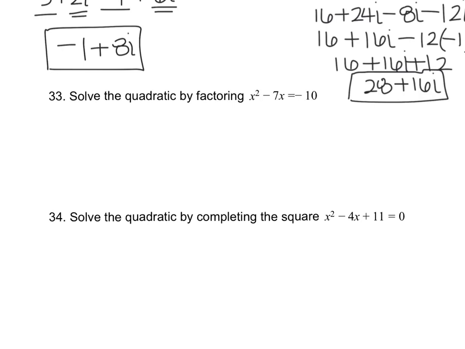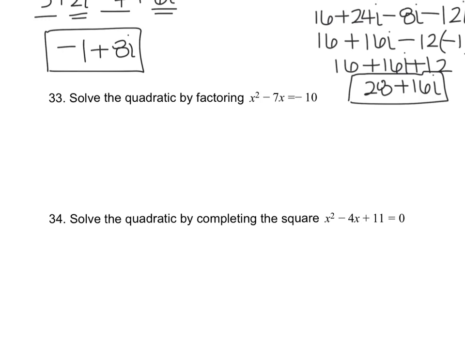Next, we're going to take a look at solving quadratics. And the first method we're going to look at is factoring. In order to solve a quadratic by factoring, you have to be equal to 0. So x squared minus 7x equals -10. My first step is going to be to add 10 to both sides. So we end up with x squared minus 7x plus 10 equals 0.